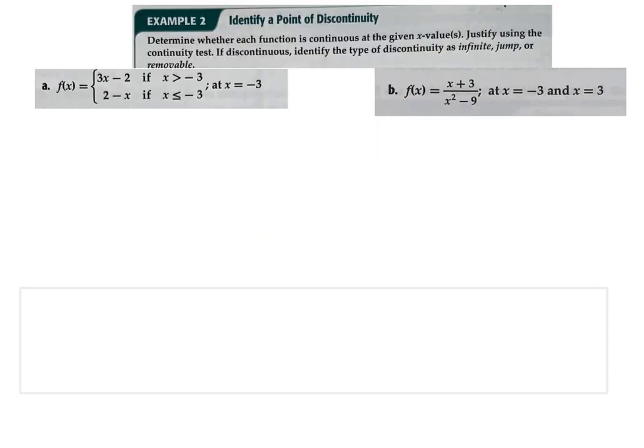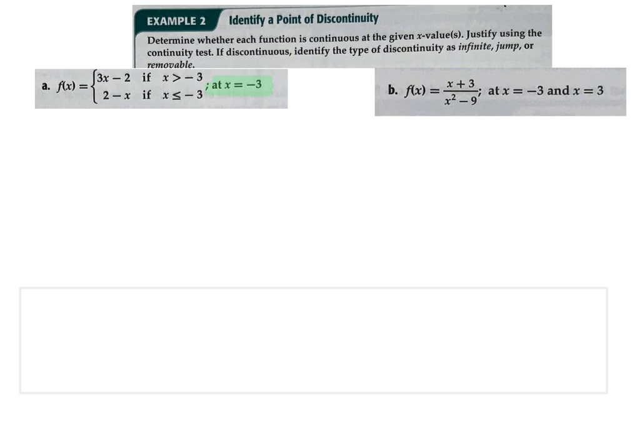Here's what you'll typically see from me. You're going to get a function, and I'm going to say, is this continuous, yes or no? If it's not, tell me what type of discontinuity you have, okay? So let's look at the piecewise function here. They want to know, is this continuous at x equals -3? Is it continuous at x equals -3?